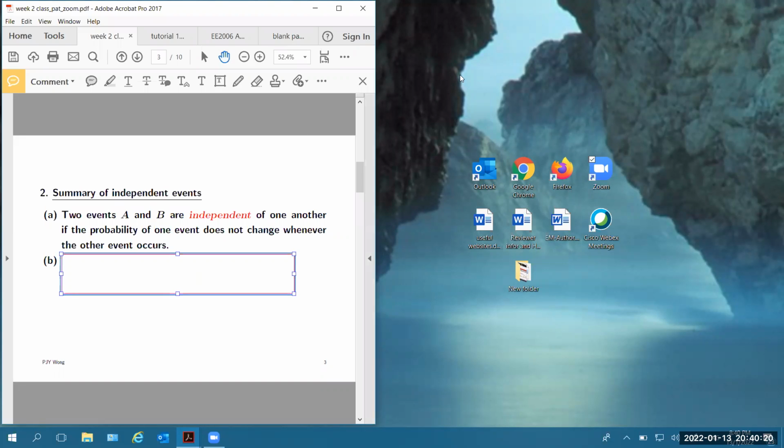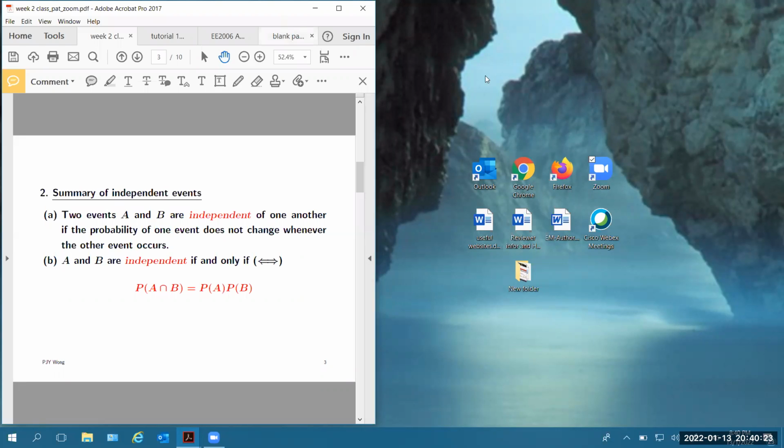So this is our point B here. We said that A and B are independent if and only if, now this if and only if is a notation, this one I'll explain later, if and only if we have this formula. If this formula holds, so it's the probability of A, and then you see this intersection sign, that means "and". So the probability of A and B is the product. So if this formula holds, that means A and B are independent.